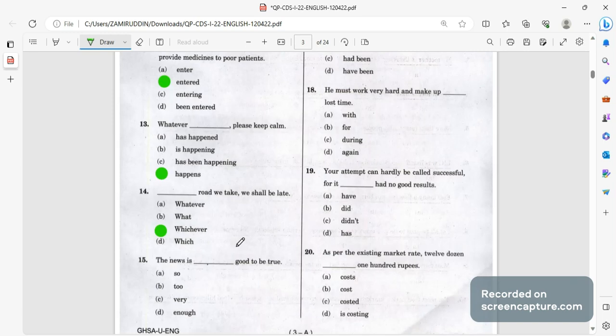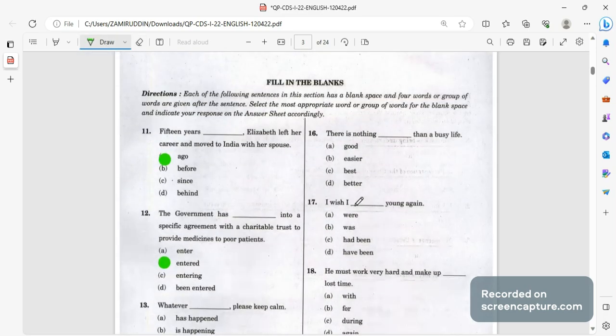The news is too good to be true. The correct answer, let me mark again, too good to be true. Next one, there is nothing better than a busy life. I wish I were young. I were, we saw this earlier too: when we are thinking that we would be something, then I were will be the right answer.